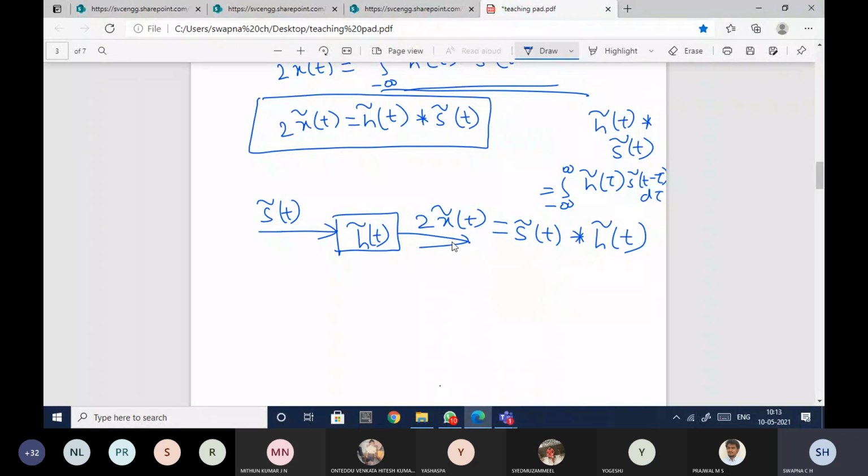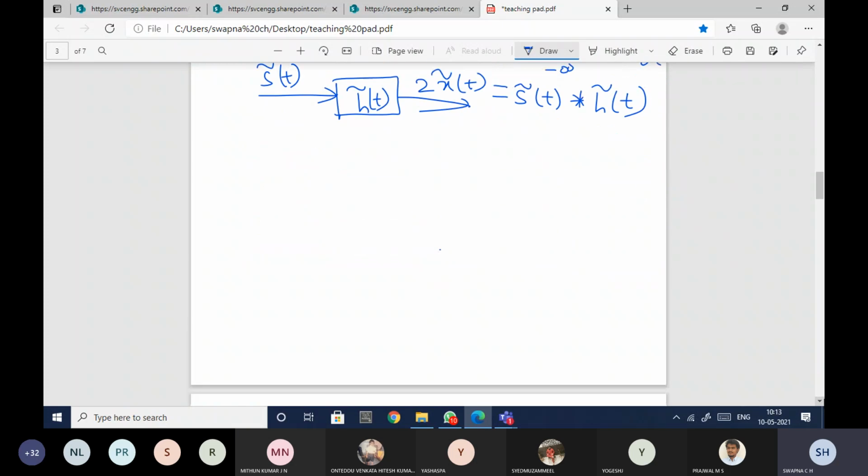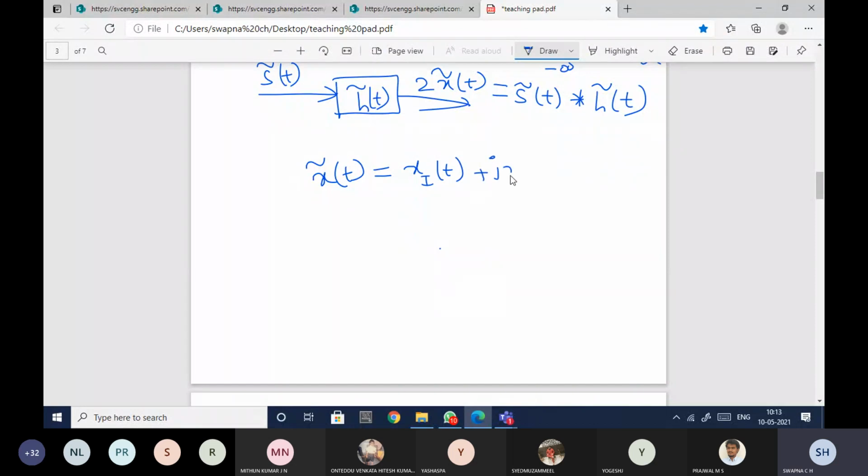So now I'm able to get the relationship between x tilde of t, s tilde of t, and h tilde of t. For further analysis and representing in terms of in-phase and quadrature components, let me do a little more mathematical analysis. Generally x tilde of t is a complex representation, so I can represent it in terms of in-phase and quadrature components as xi of t plus j xq of t, where xi of t and xq of t are the in-phase and quadrature components of x tilde of t.